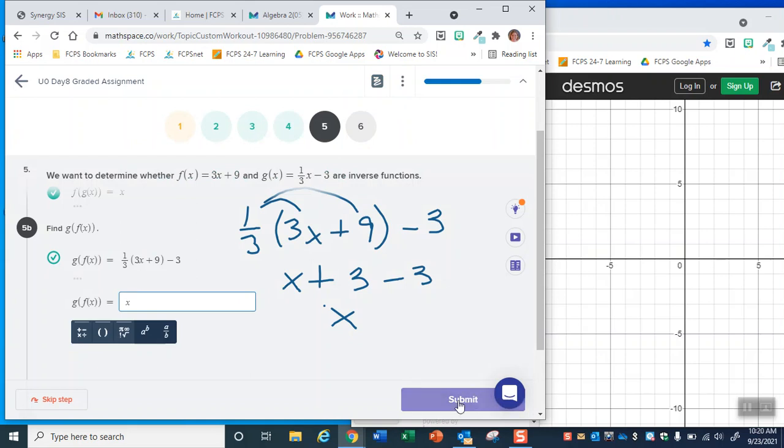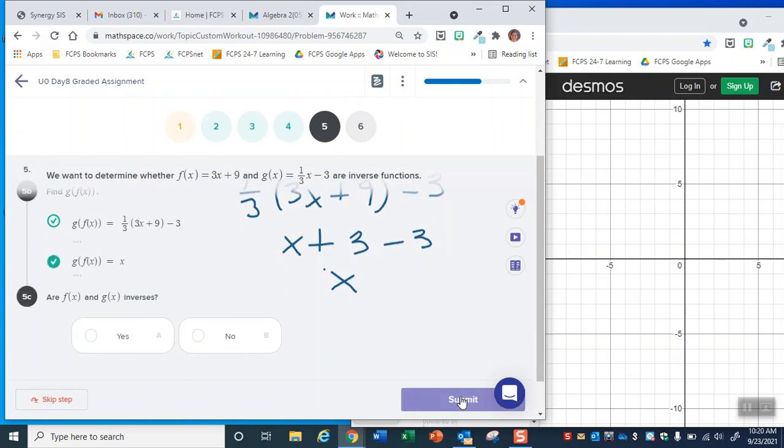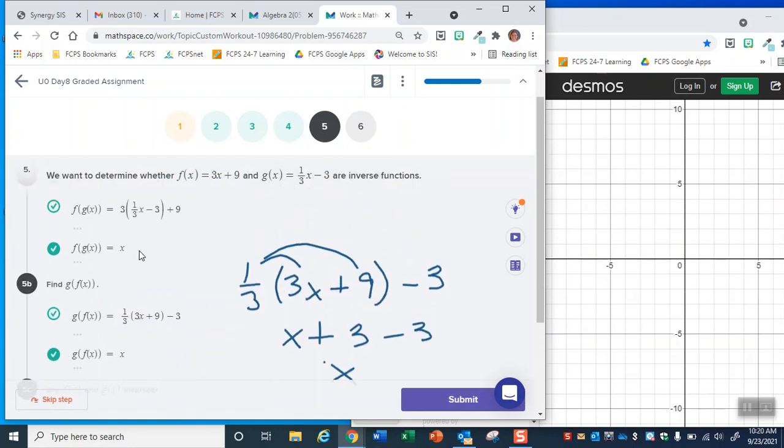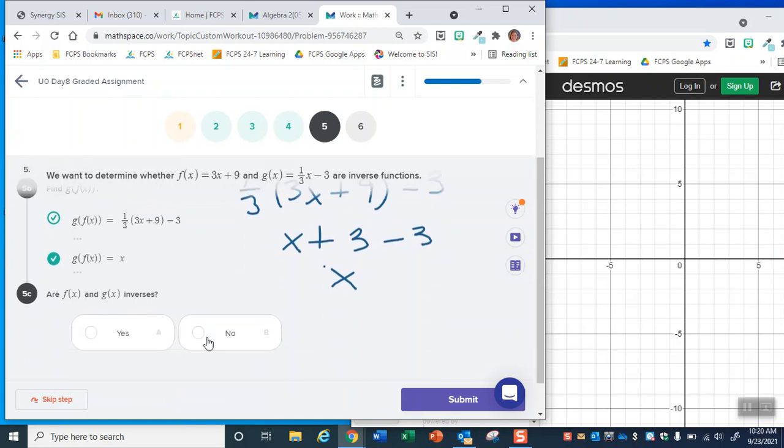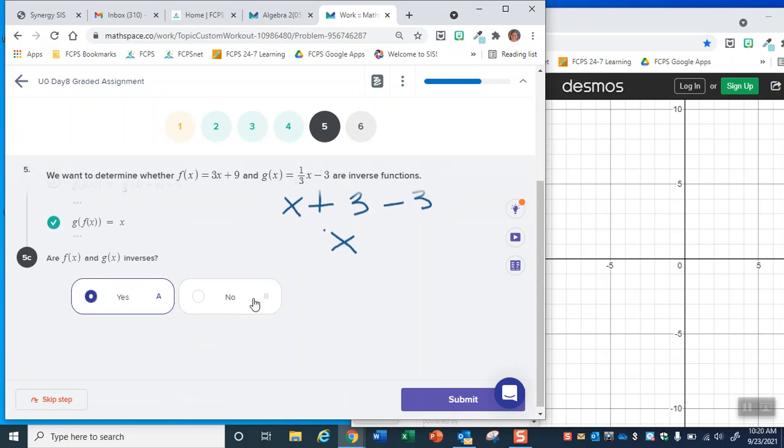So again, I got x for my answer. When I put f of x into g, I got x. So for both of them, when I put g into f, I got x, and when I put f into g, I got x, and that means that they are inverses.